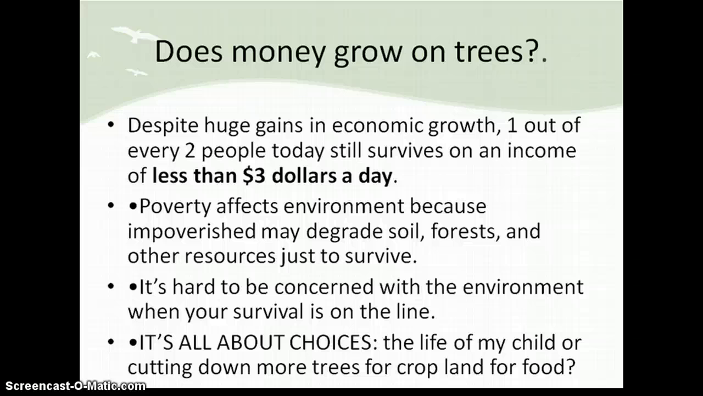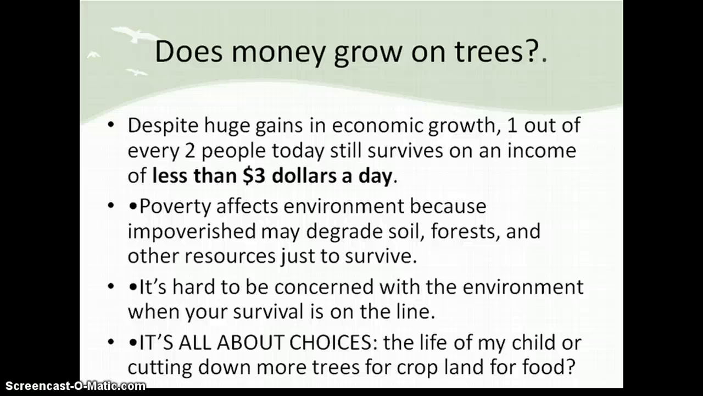Poverty affects the environment because impoverished people may degrade the soil, they may overuse it, the nutrients could be depleted, the soil could erode away because of over-farming in order to feed families. They degrade forests by cutting down the trees in order to have a farm or a place to live, and they degrade land to get other resources that they need to survive, and we'll study those types of resources throughout the year.